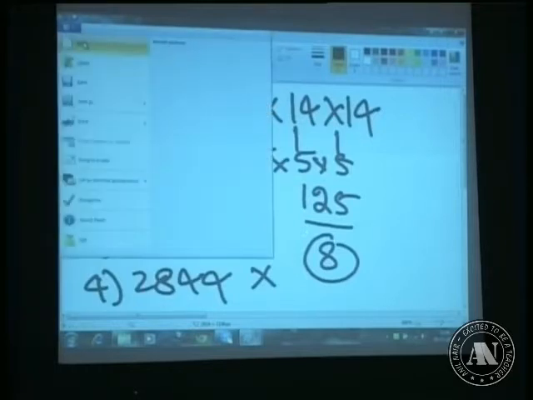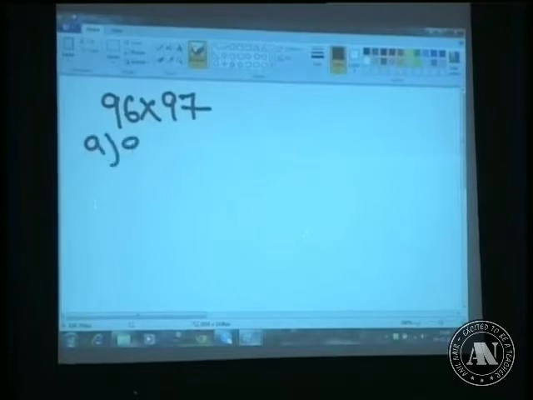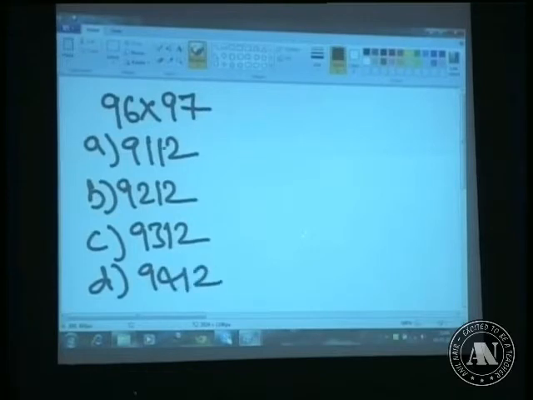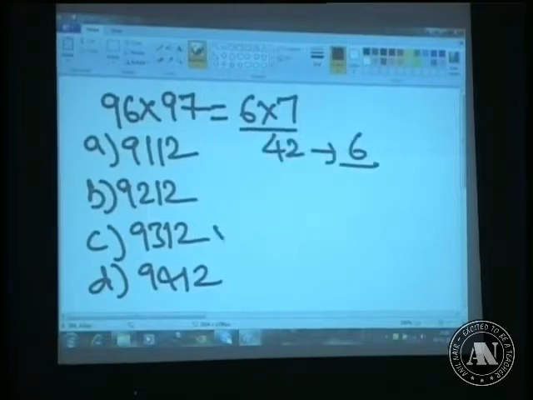Now, this question, just look at the screen and try to say the answer. 96 into 97. 9112, 9212, 9312, 9412. Right? 96. Very good this side. These are 6, these are 7. 6 sevens are 42. 4 plus 2 is 6. 12 plus 1, 13. 13 plus 2, 15. 1 plus 5, 6. Clear? Yes, that is my next question, my dear friend. Please take it.